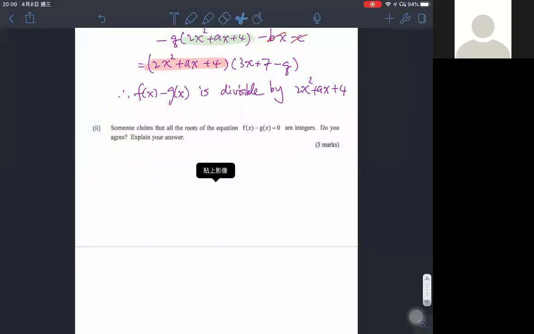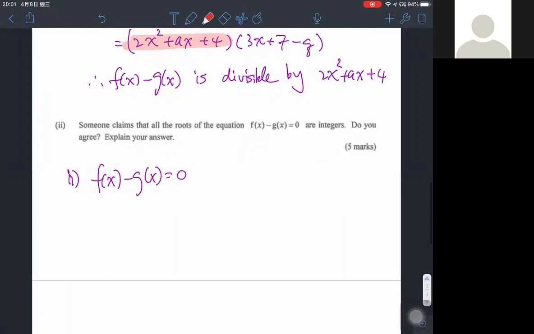Okay, last one. For B2, it is also common for the DSE that someone claims that all the roots of the equation are something. It means that you need to solve the equation f(x) minus g(x) equals 0. Okay, so how can we do that? The first thing is to write down our f(x) minus g(x) equals 0. Okay, this is the equation in the question, so I just copy it here.